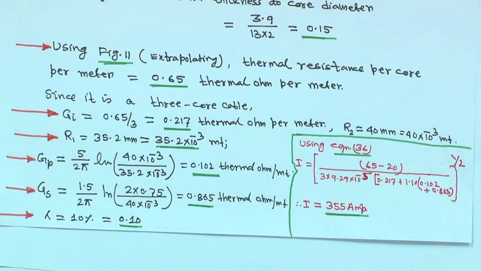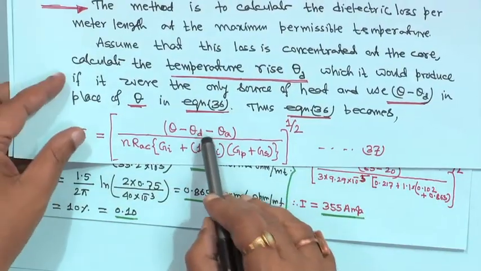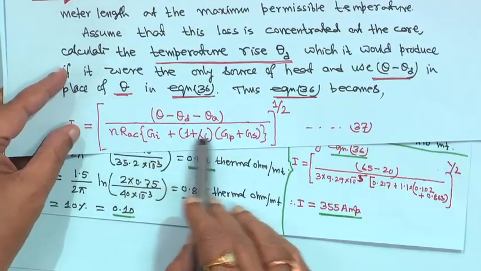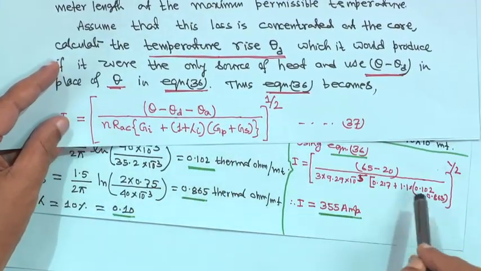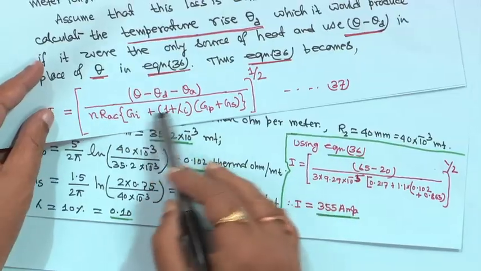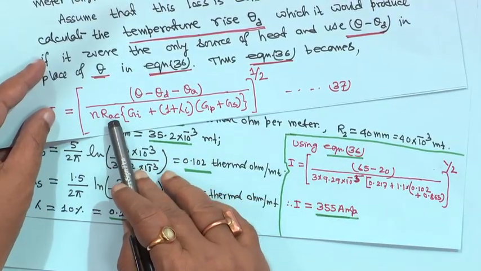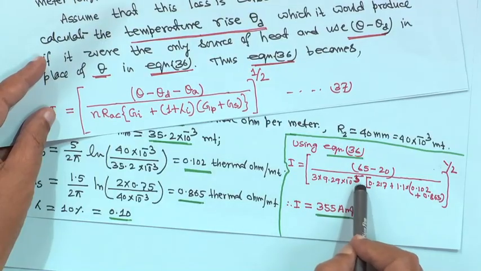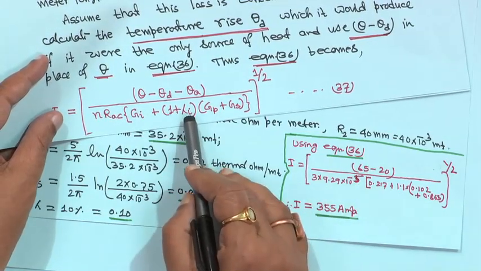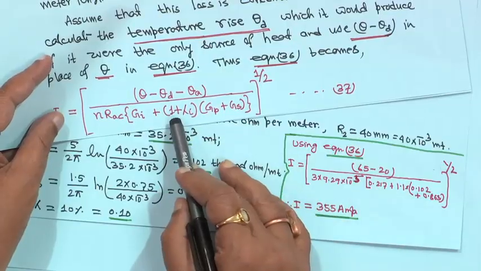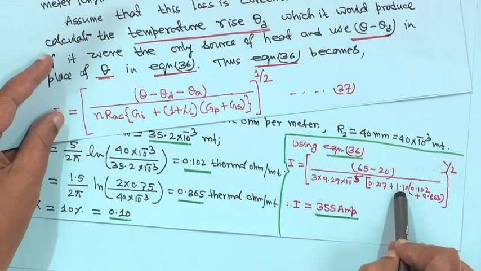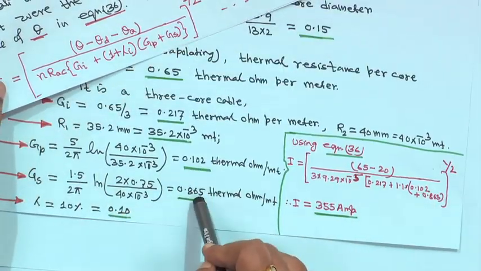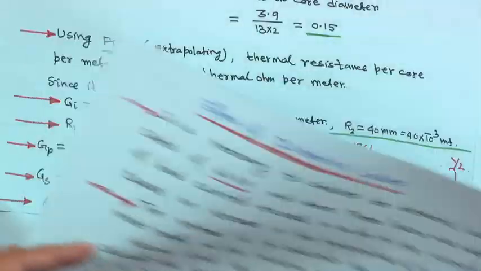This is the general formula, dielectric loss is not here, so it should not be considered. So, substitute An, RAC, Gi, lambda, Gp, Gs here. You know N, and RAC, because it is a 3 core belted cable, you have computed as 9.29 into 10 to the power minus 5. Then lambda is given 0.1, 10%. So it is 1 plus 0.1, that is why it is 1.1, into Gp plus Gs, which we have calculated, to the power half.